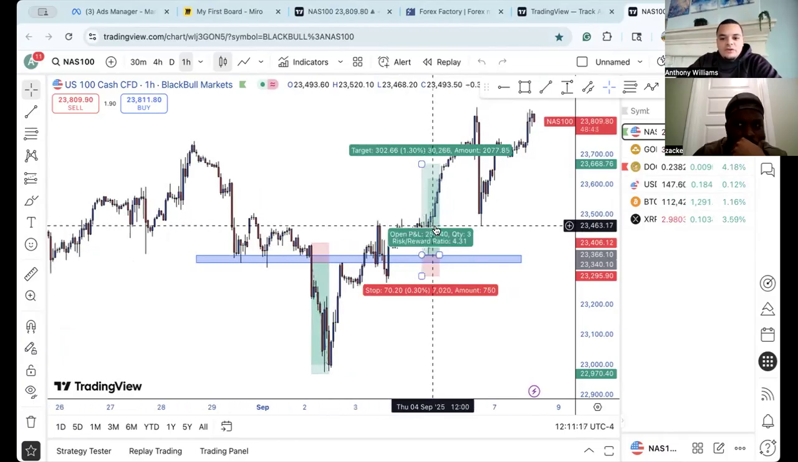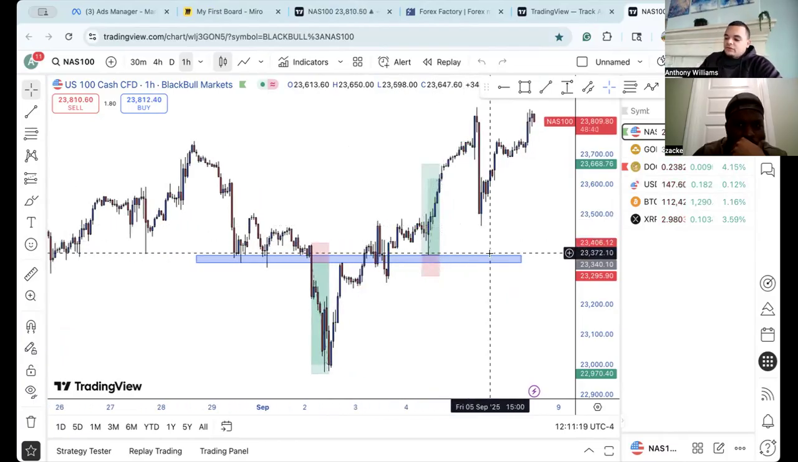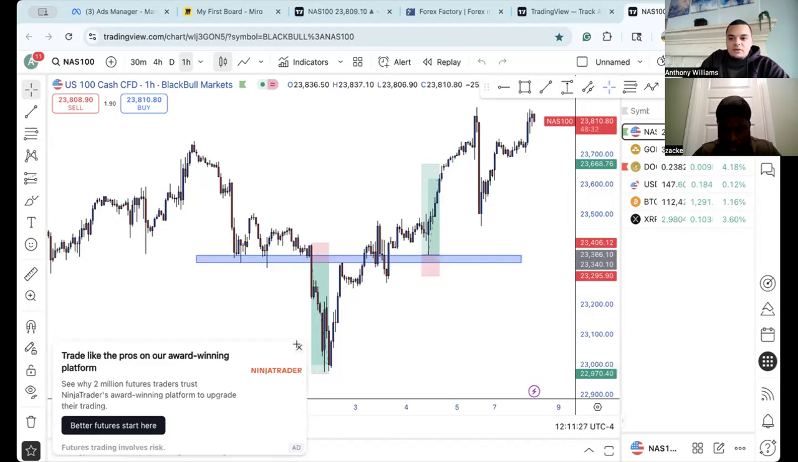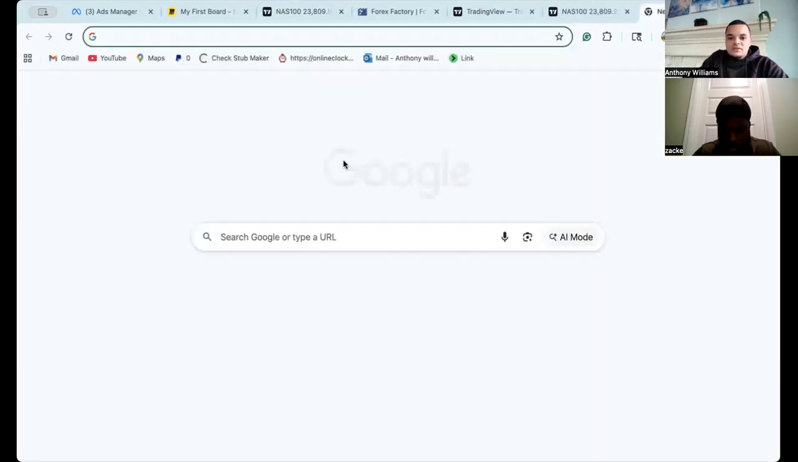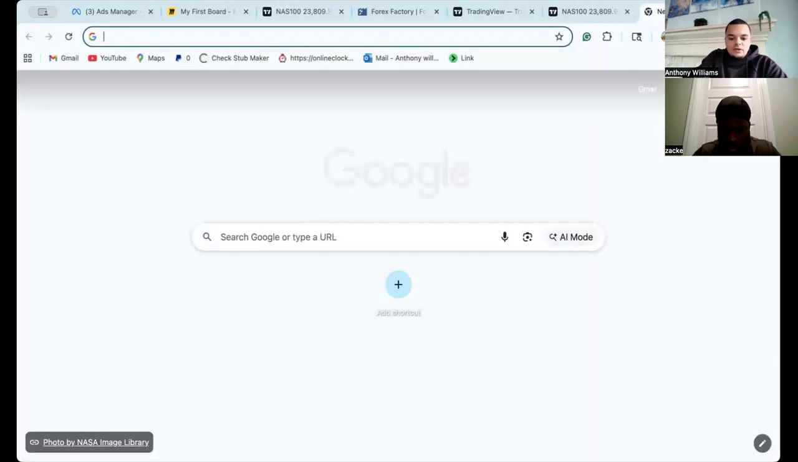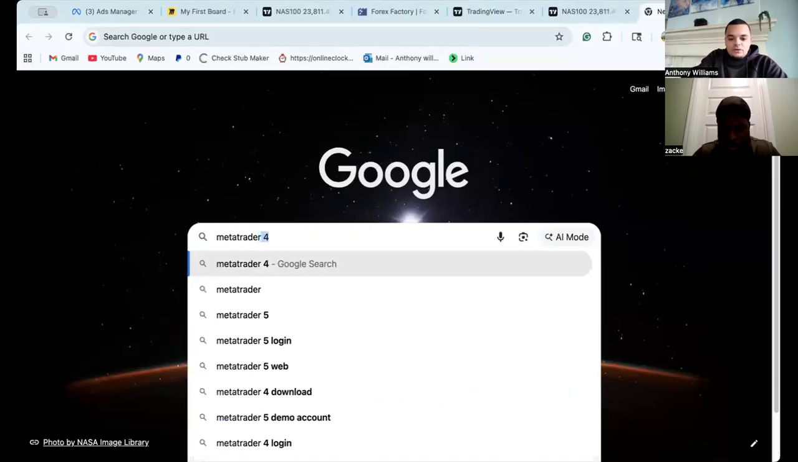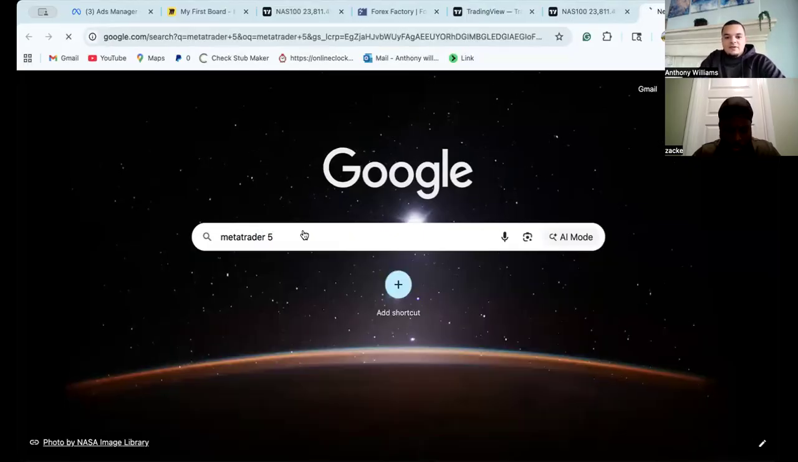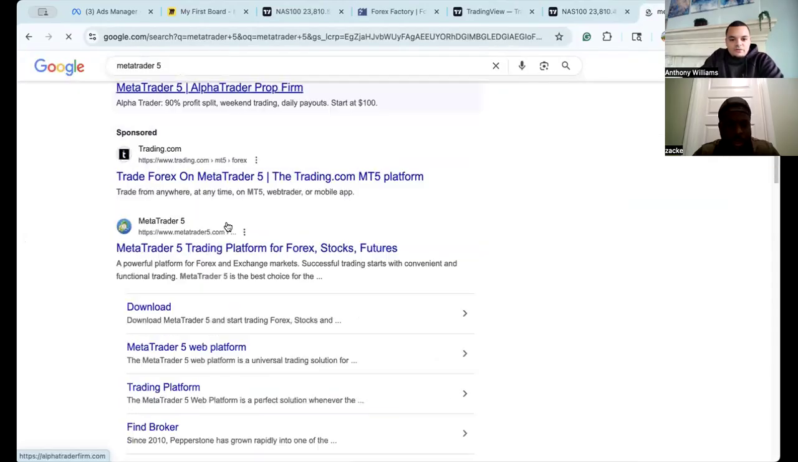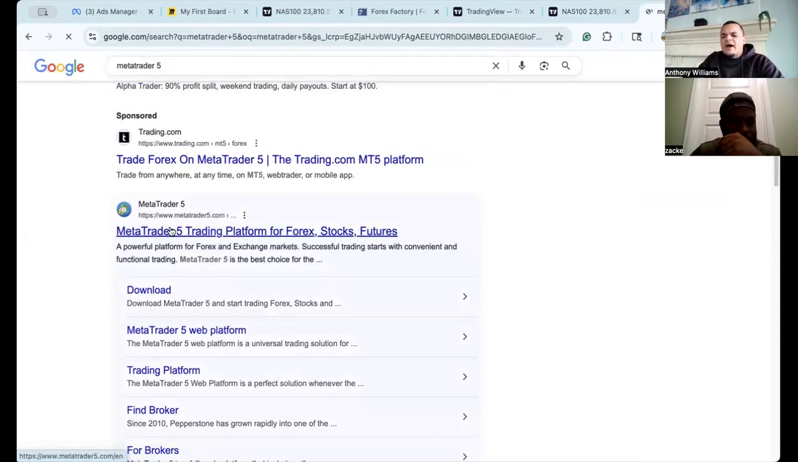So we have Trading View, and you're gonna want to download MetaTrader 5 on your phone. That's how I'm taking my trades on my phone. MetaTrader 5. Let me see, because this is on my phone. So it'll look like this on your phone. Do you have an iPhone or an Android? I got an iPhone. I got it downloaded already. Okay, downloaded. MetaTrader 5.